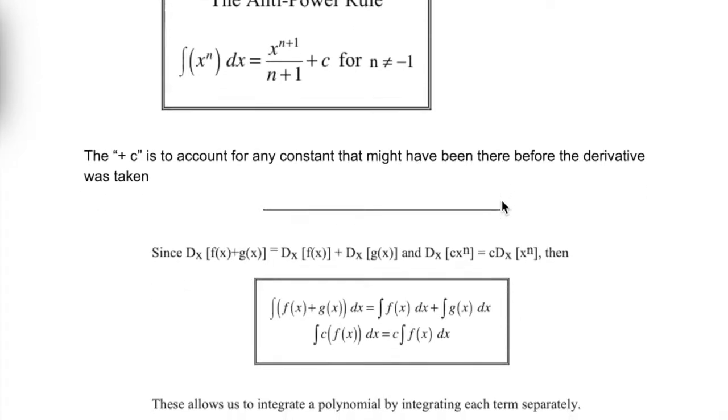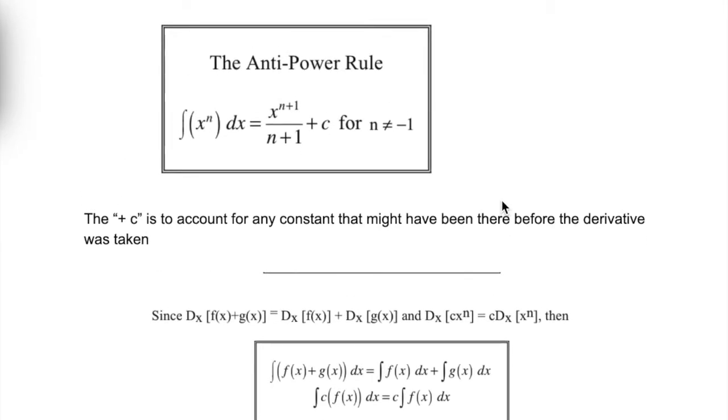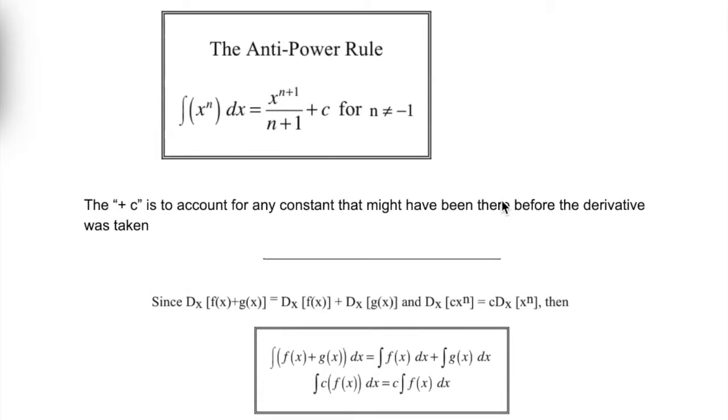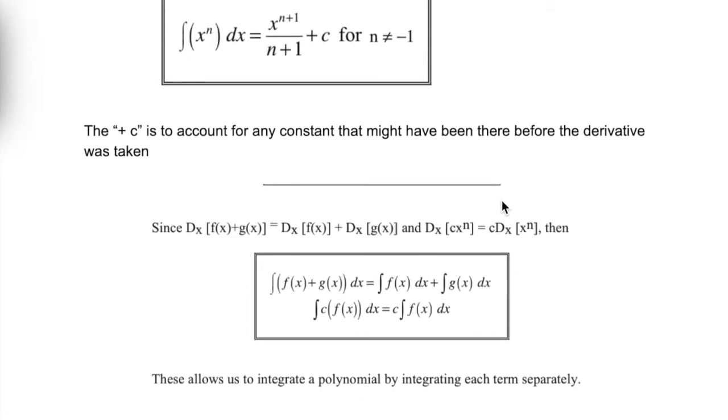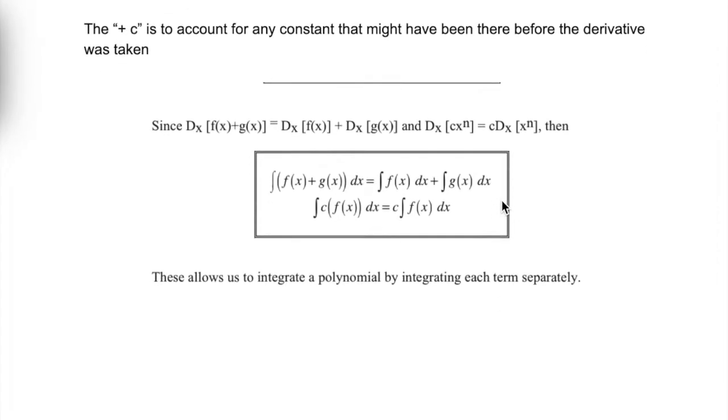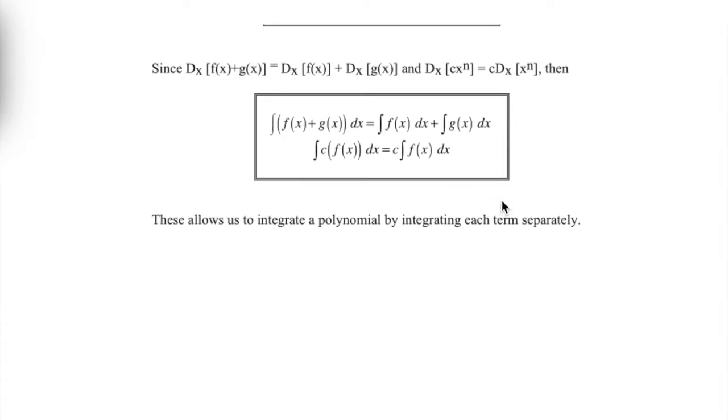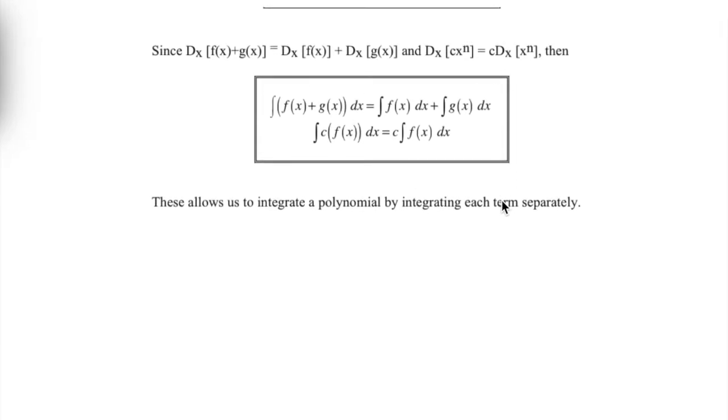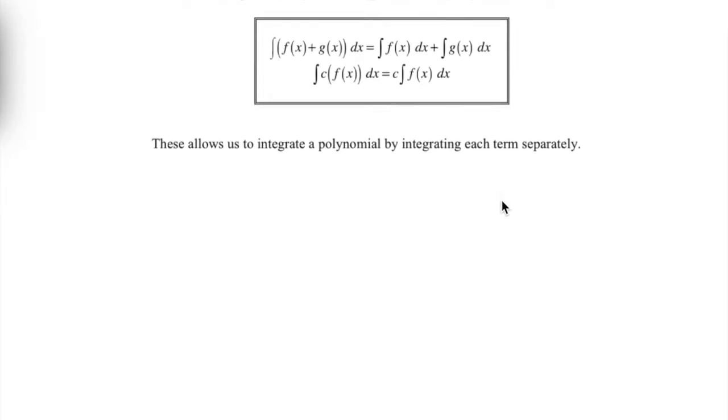So this is chapter 2.1. We learn about the anti-power rule, where you take the exponent of x and add 1 over the exponent plus 1, and then plus c, which is to account for any constant that might have been there before the derivative was taken. And this next box is basically telling us that we can integrate separately over addition, but if there's a constant times a function, then we can take out the constant in front of the integral.